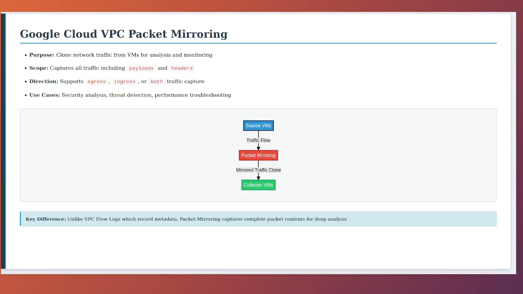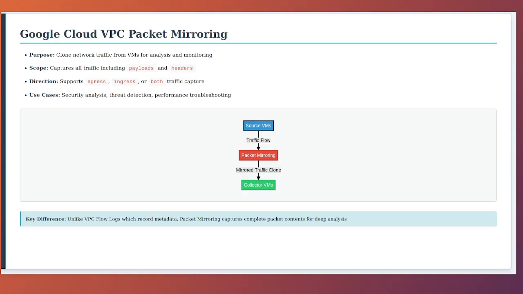Today we're exploring Google Cloud VPC Packet Mirroring, a powerful network traffic monitoring capability that helps you analyze and troubleshoot your workloads at scale. Packet mirroring is fundamentally different from traditional flow logging because it doesn't just record metadata about connections. Instead, it creates complete copies of actual network packets, including their full payloads and headers, giving you deep visibility into what's really happening on your network.